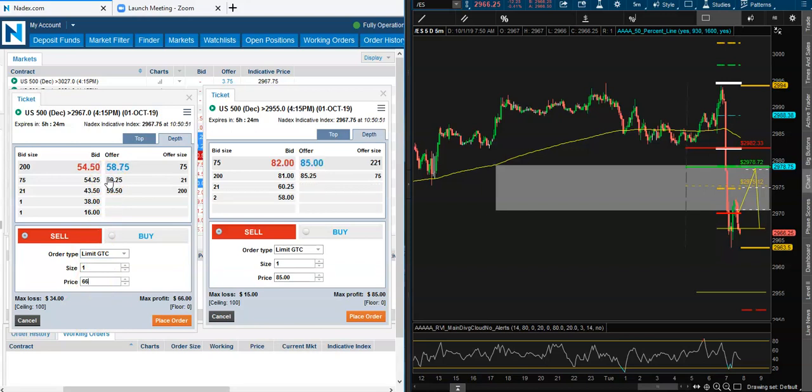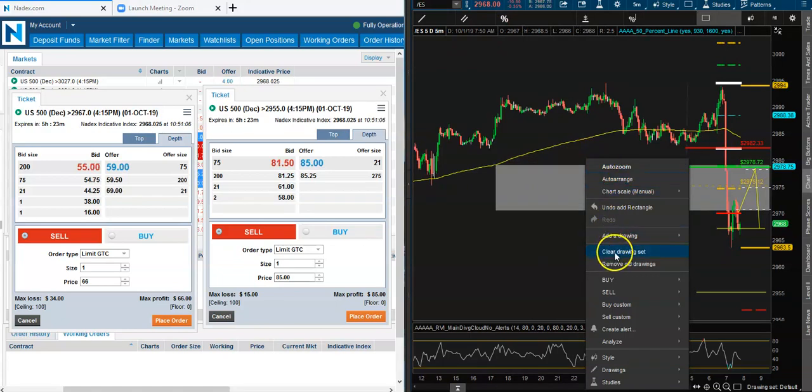I'm not saying to do that. I'm just saying it's one strategy, one type of trade that works really good with the binary side. Yes.